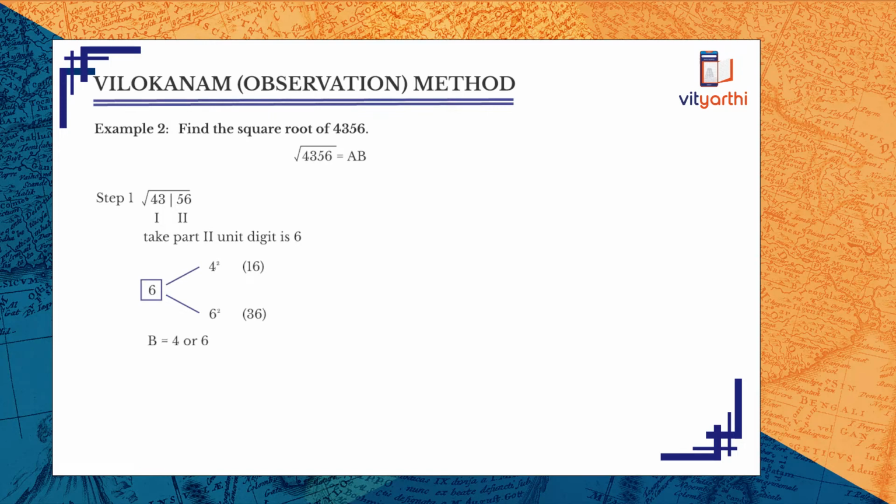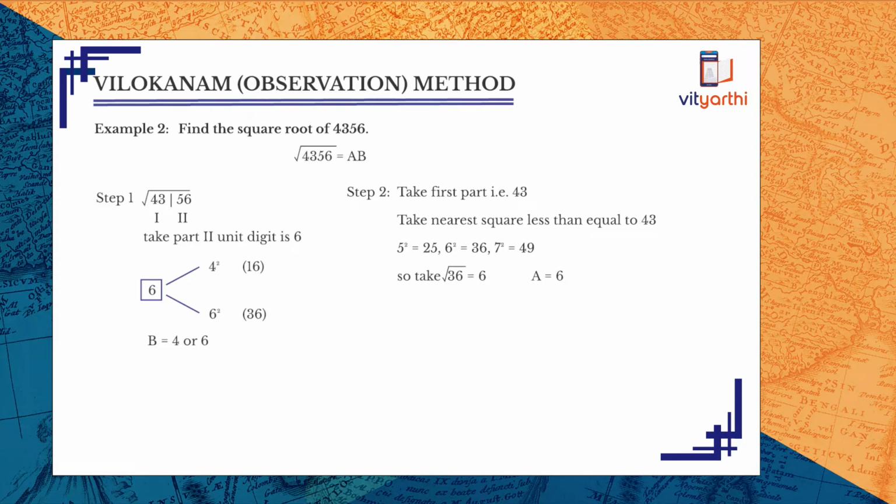We know that 4 square is 16, 6 square is 36. Therefore we can say B equals either 4 or 6. Step 2. Take the first part, that is 43. Take the nearest square less than or equal to 43. So the nearest perfect squares are 25 and 49. So we have to take root 36, that is 6. Here A equals 6. Now AB equals 64 or 66.